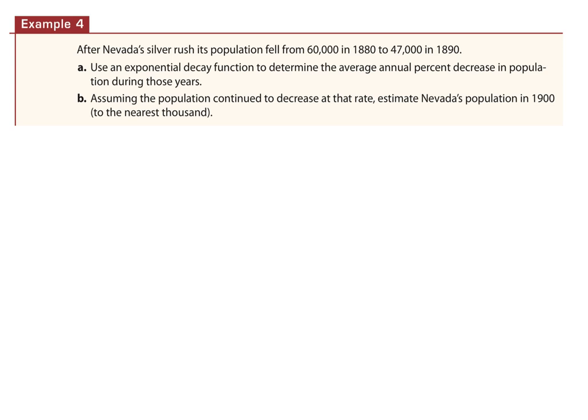Conceptually, it's the same. After Nevada's silver rush, its population fell from 60,000 in 1880 to 47,000 in 1890. Use an exponential decay. All right, exponential decay. So here's what we do. Exponential decay to determine the average annual percentage decrease in population. They have given us where it ended. So think of that as your account balance. That's 47,000. It started at 60,000. That's your initial amount. That's your starting amount.